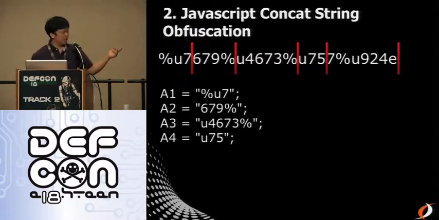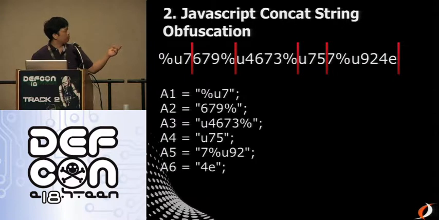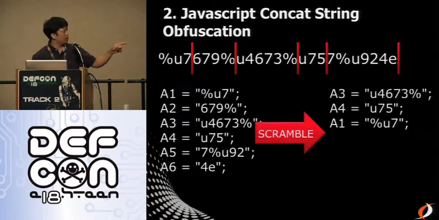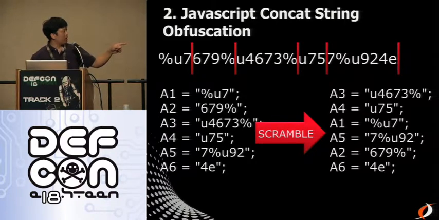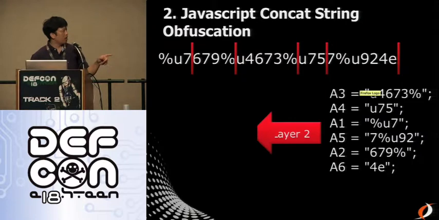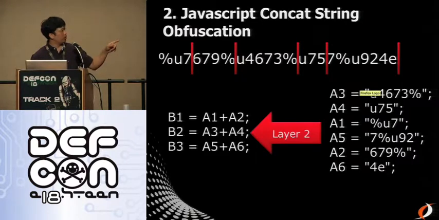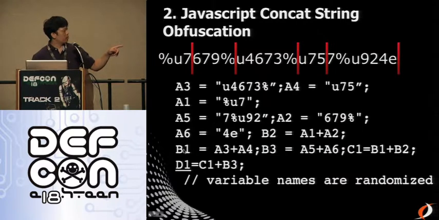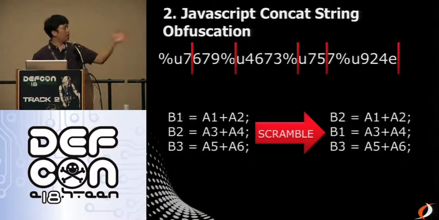And we randomly chop it into segments. We would then assign the segments to layer 1 variables, and then we would scramble these assignments so that they look like this. All right, so now as you can see, the middle section appears first. This makes it very hard for heuristic-based, pattern-based detection algorithms. So that's layer 1, and then we would do layer 2. We would then add these two together into layer 2 variables, and then we would again scramble these. Okay, and we'll continue until we added everything together.